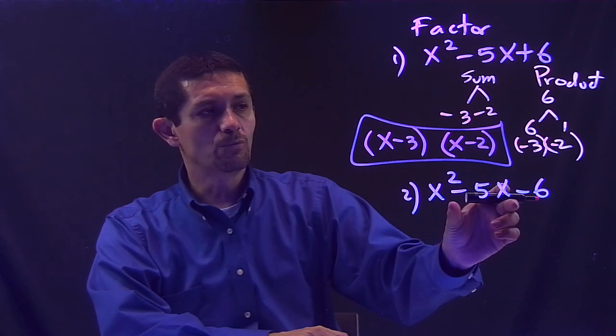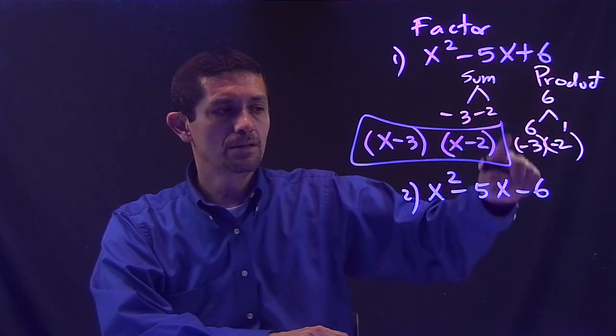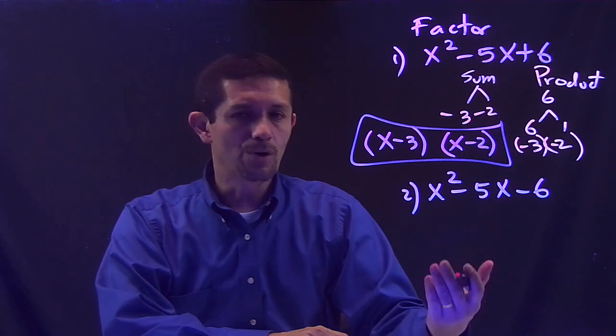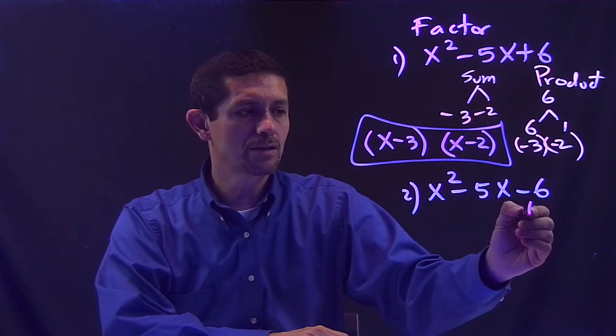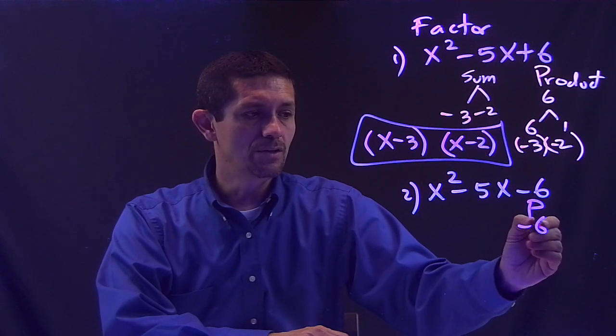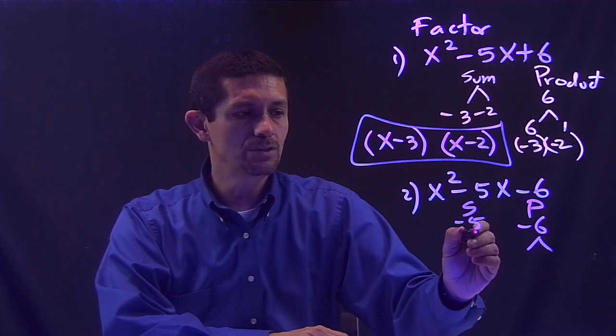If you notice, number 2 and number 1 are kind of the same thing. The only difference is, instead of positive, you get a negative 6. So the way of getting the numbers is the same. You need a product of negative 6, and the sum is going to be negative 5. Two numbers here, two numbers there.